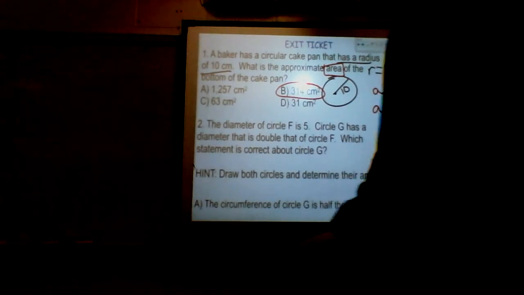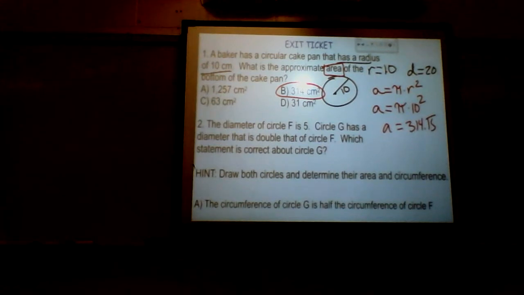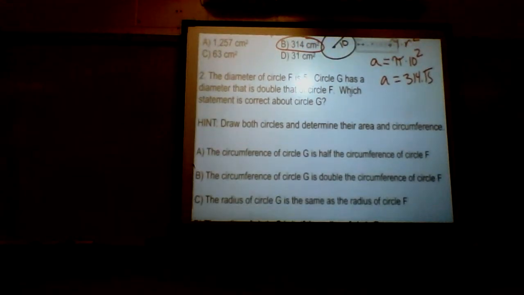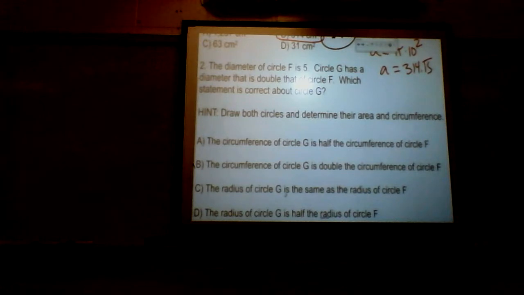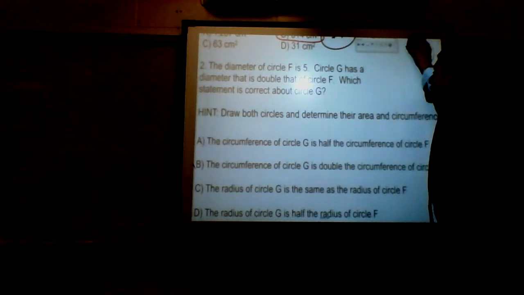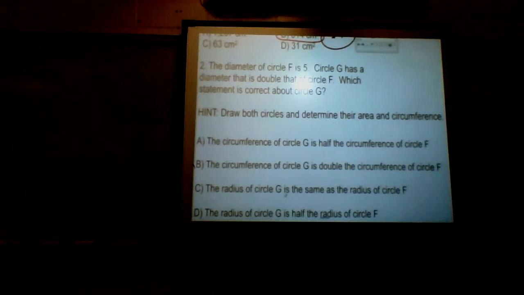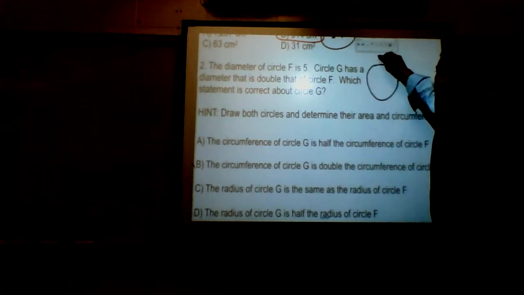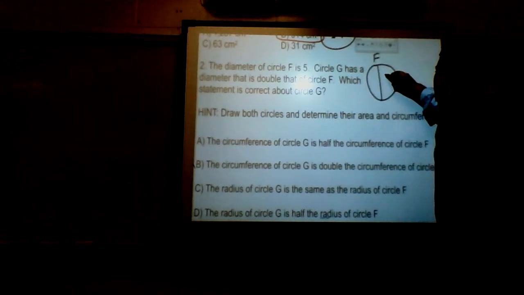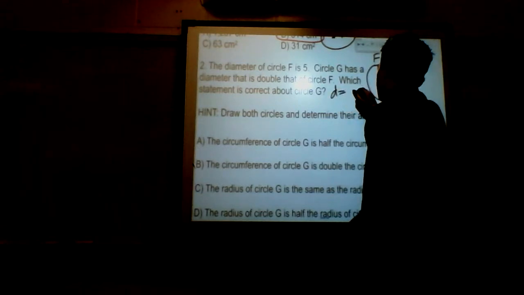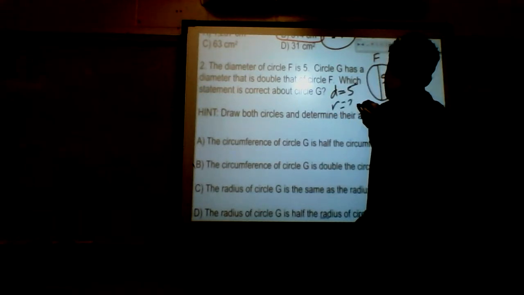Number 2. This problem is not tricky, but it just takes some effort. So in order to get this problem correct, you really needed to put in a little bit of work. This is not a problem that you can do in 1 or 2 minutes. It takes some time. Diameter of circle F is 5. Circle G has a diameter that's double that of circle F. So, circle F has a diameter of 5. D equals 5, which means the radius is 2.5.